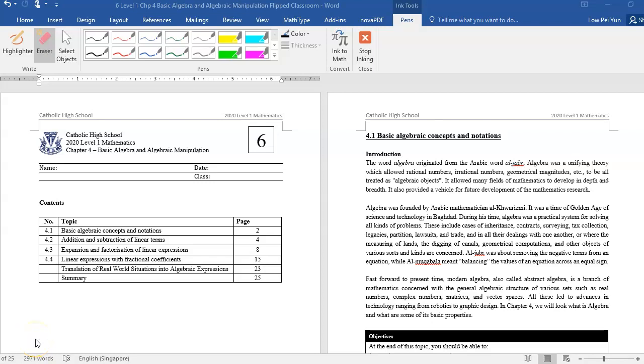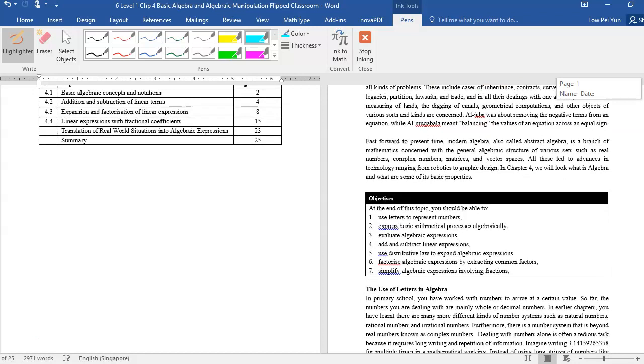We are looking at Chapter 4, Basic Algebra. On NCLS, you have already viewed a video on the founder of algebra, the mathematician that you have seen, and why the word algebra is as it is. It is from this Arabic word al-jabr. So we are going to look at why we are going to learn algebra.